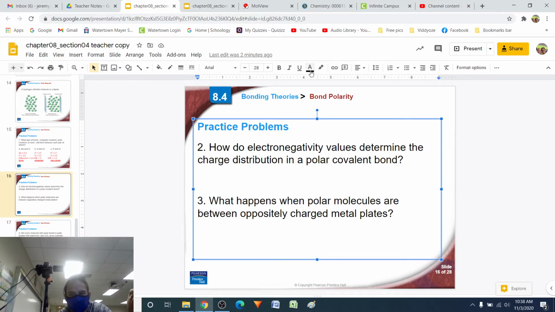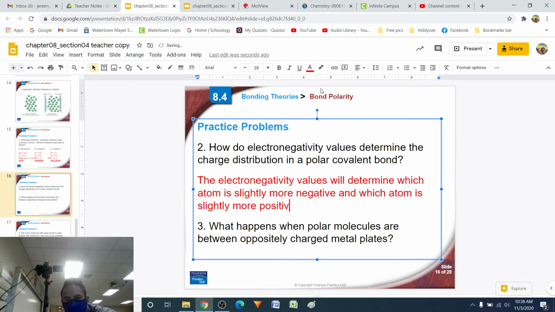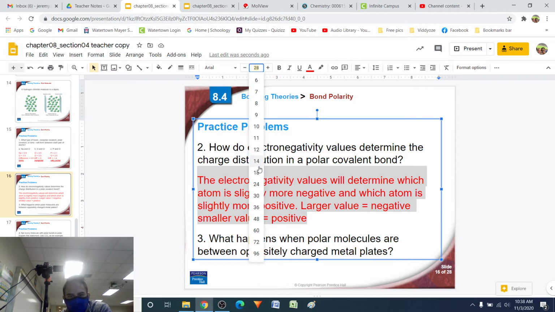So basically, we're going to give an answer that says something like this. The electronegativity values will determine which atom is slightly more negative and which atom is slightly more positive. And we can even say larger value equals negative and smaller value equals positive. Okay? I know that formatting isn't great there, but trying to save on some space. Maybe even make our font a bit smaller. Let's maybe go to size 18.